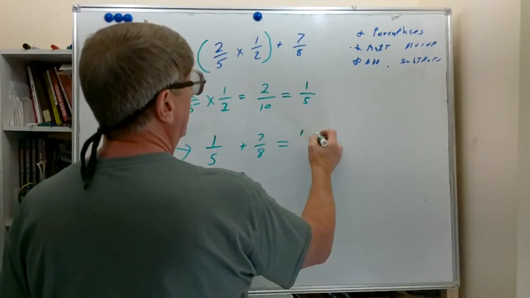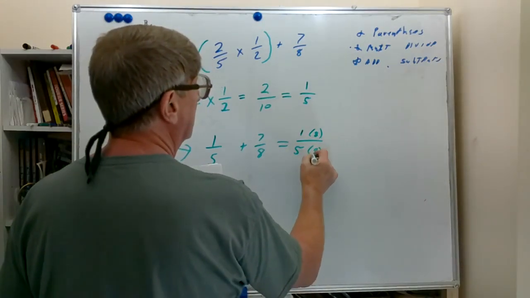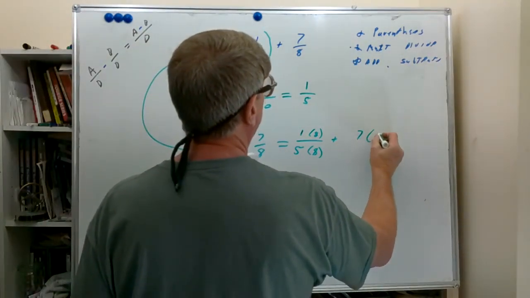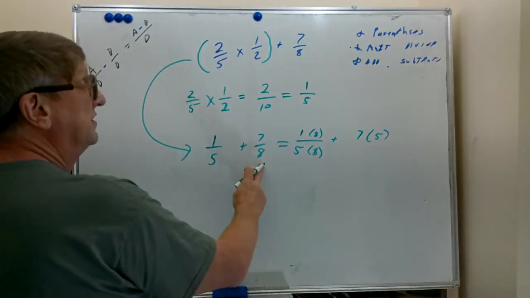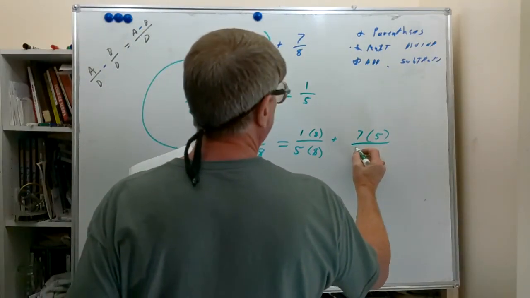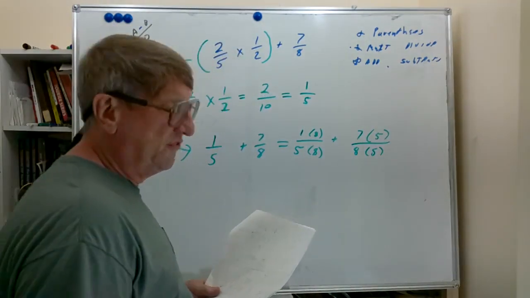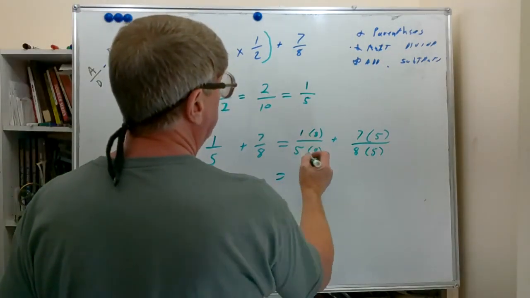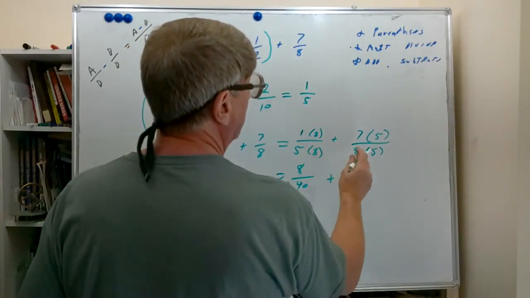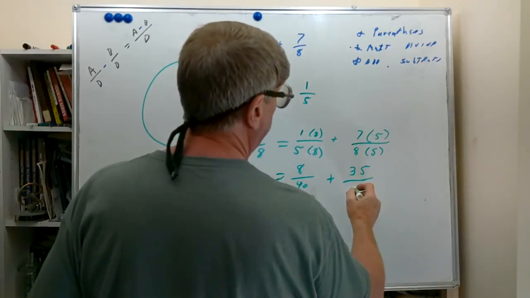So we're going to go 1 times 8 over 5 times 8, because 8 times 5 is 40. And we're going to add to it 7 over 8, now times 5, because that's the number we multiply 8 by to get our lowest common denominator, 40. See, we've multiplied by an equivalent fraction to 1. So 1 times 8 is 8. 5 times 8 is 40. Plus 7 times 5 is 35. 8 times 5 is 40.